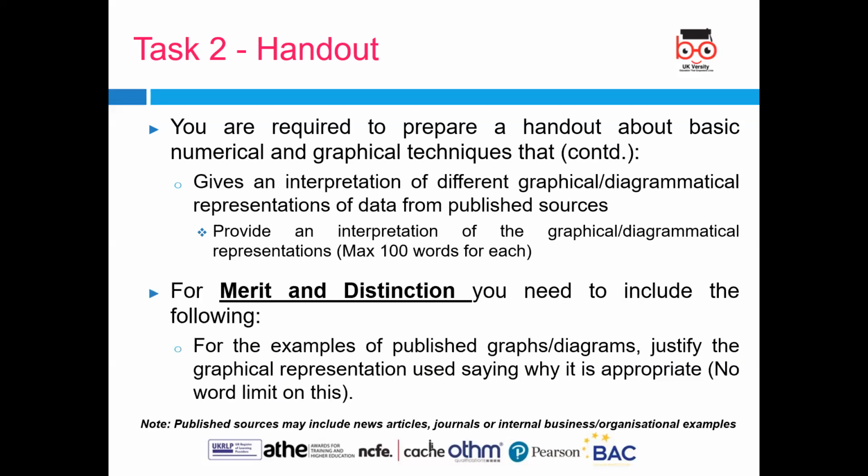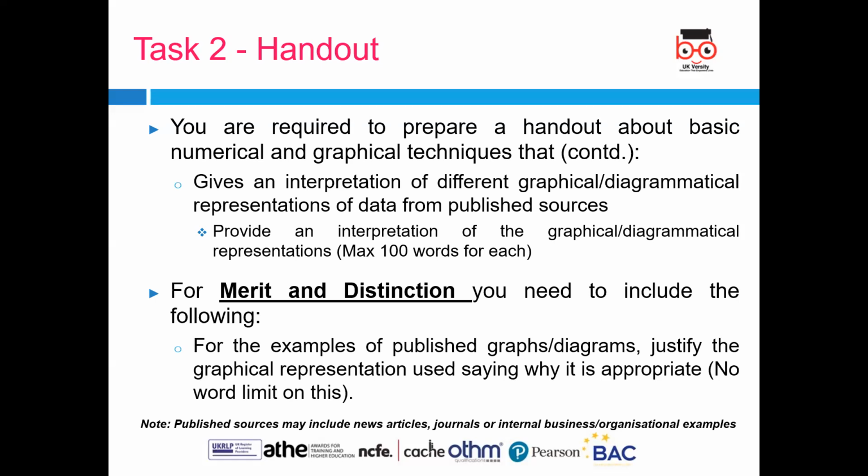So next, moving on. The third one is to give an interpretation of different graphical and diagrammatical representations of data from published sources. So here you have to provide an interpretation of the graphical representation. For each of them, you can use a limit of maximum 100 words just to limit the volume of the assignment. And for merit and distinction criteria, you need to include, for the examples of published graphs or diagrams, justification of the graphical representation used, saying why it is appropriate.